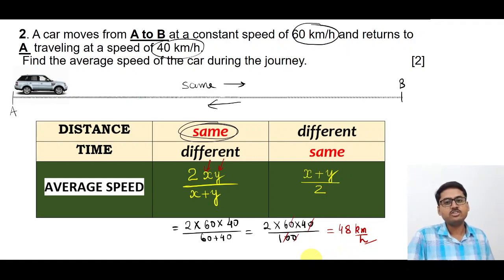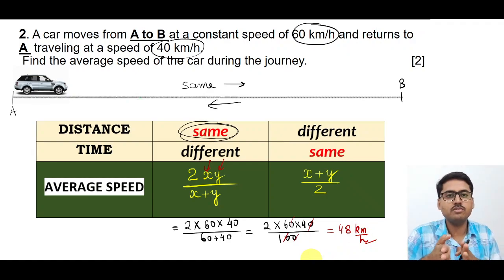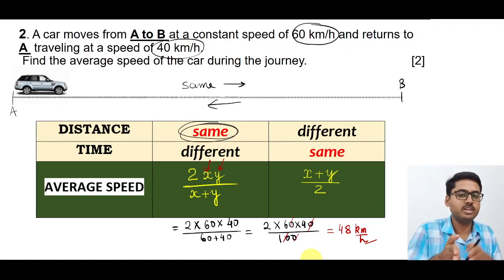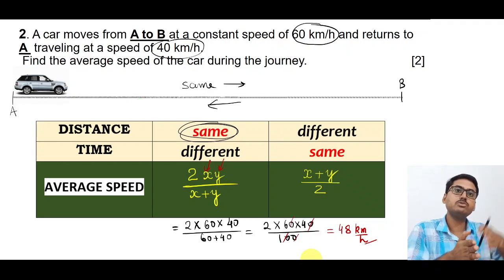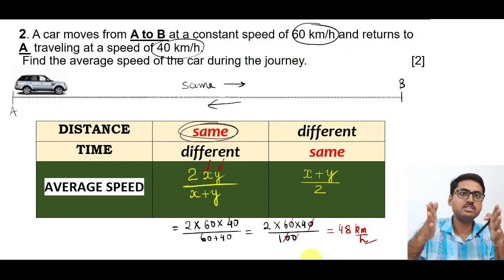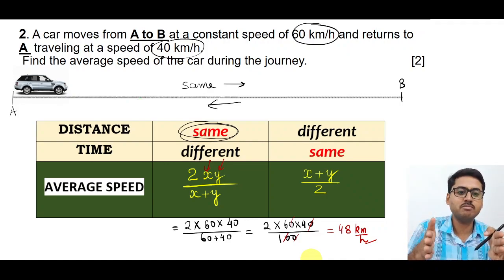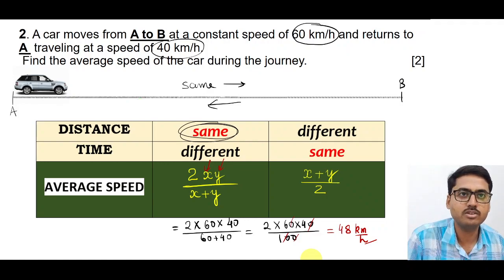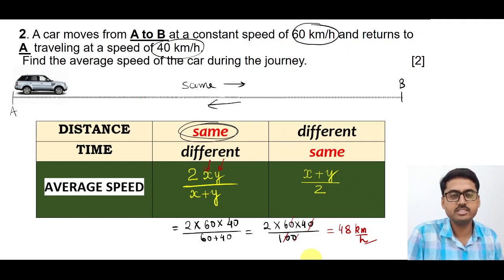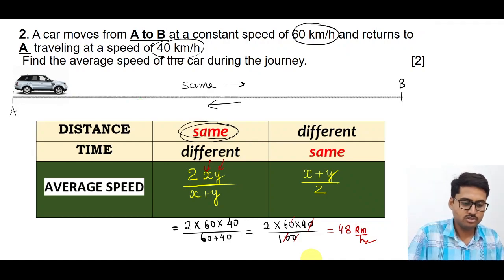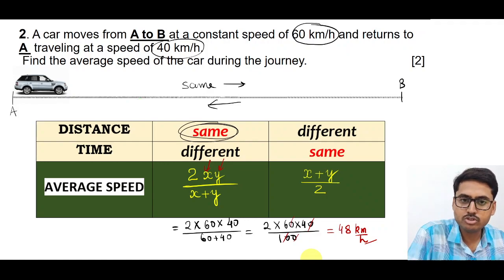So it's not that the object has to always return like A to B and B to A. It can go from A to B and B to C as well, but if the distance is the same, then again the same formula could be used. I hope you are getting what I said right now, okay? So that's the solution of question number 2.